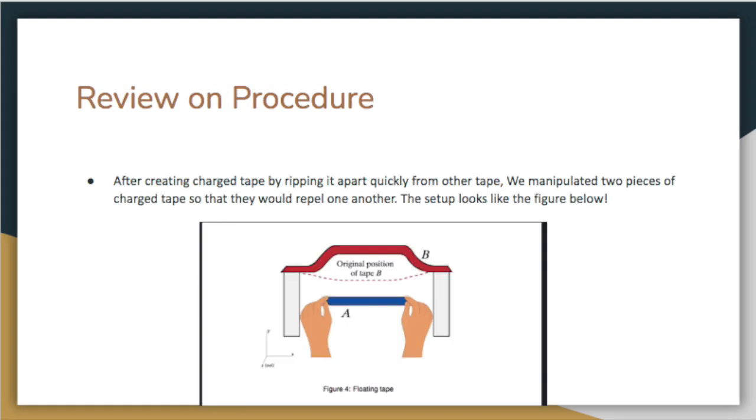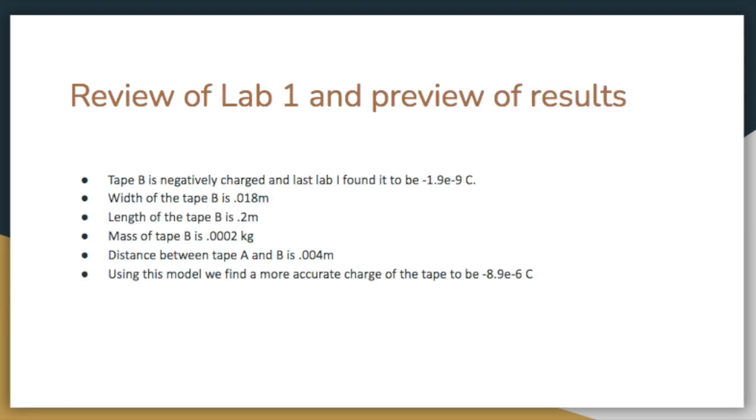For a quick review on what we did last lab, after creating a charged electrical tape by ripping it quickly apart from another piece of tape, we did what was shown in the figure here in order to find the charge of tape B. We found that tape B was negatively charged, at negative 1.9 times 10 to the negative 9th coulombs. The width of the tape was 0.018 meters, the length of the tape was 0.2 meters, the mass of the tape was 0.0002 kilograms, and the distance between A and B was 0.004 meters.